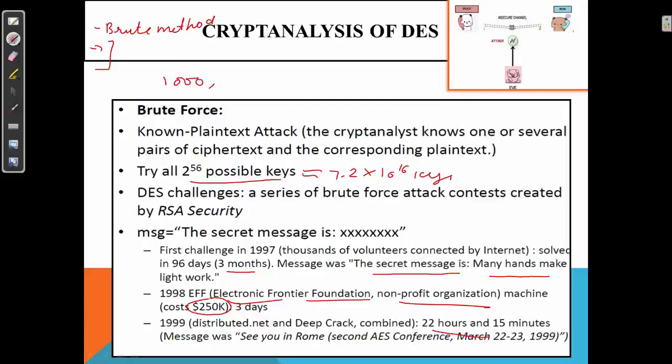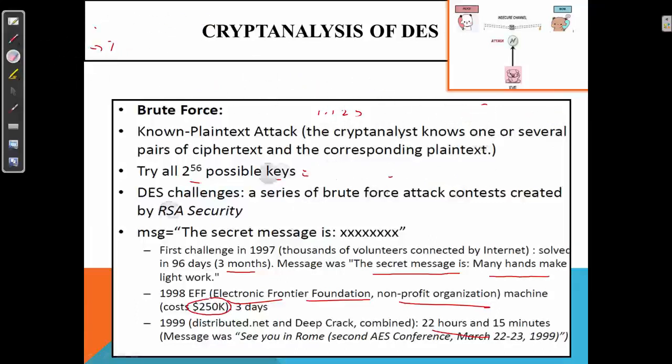Another study says that a single PC with a multi-core processor can perform almost 1 billion key combinations per second, and it needs about 1.125 years. And another says a contemporary supercomputer that can do 10 raised to the power 13 encryptions per second needs 1 hour to break DES. So it is a very costly procedure, but whatever we have, it has already been broken.